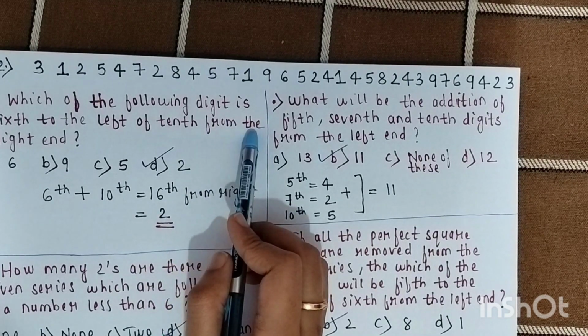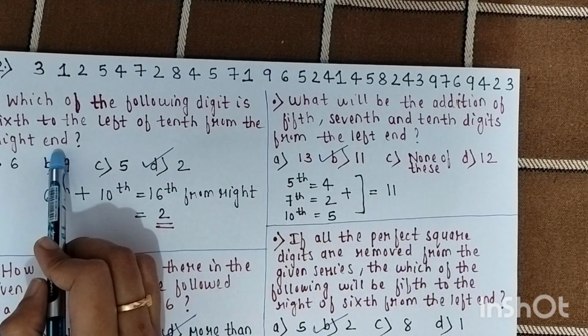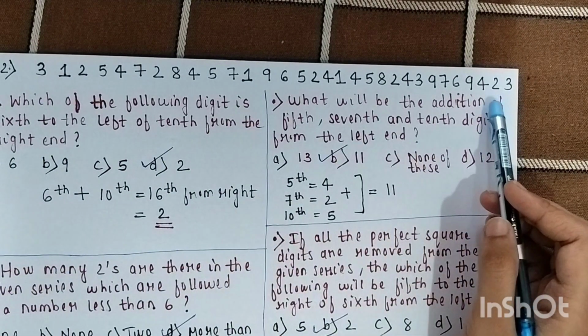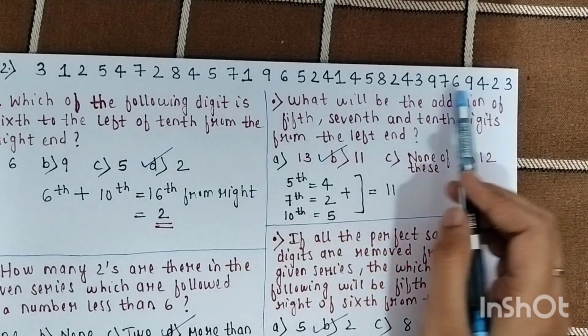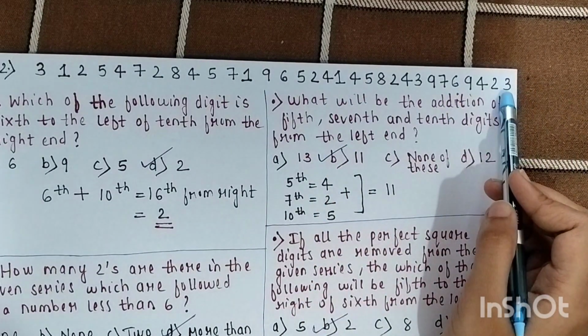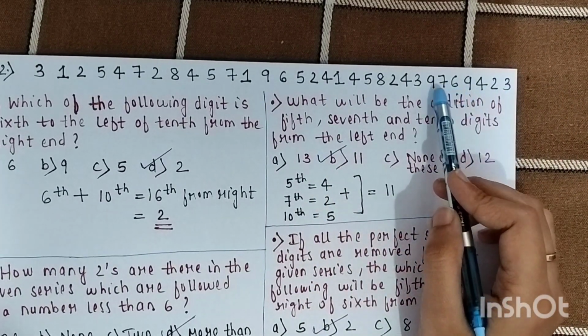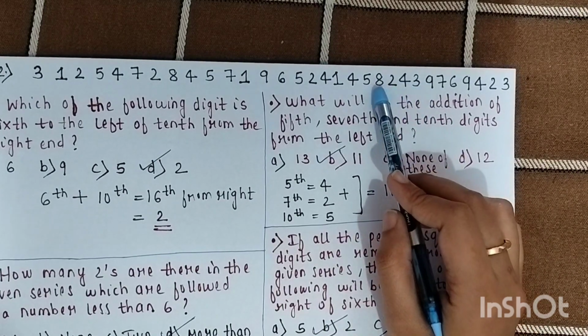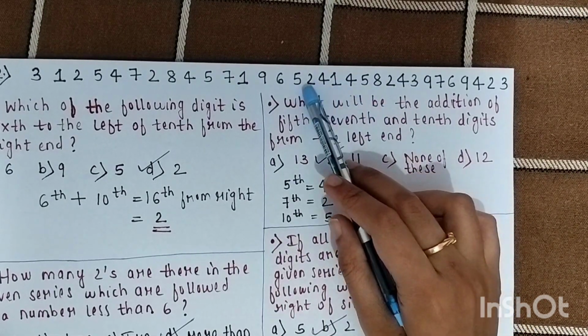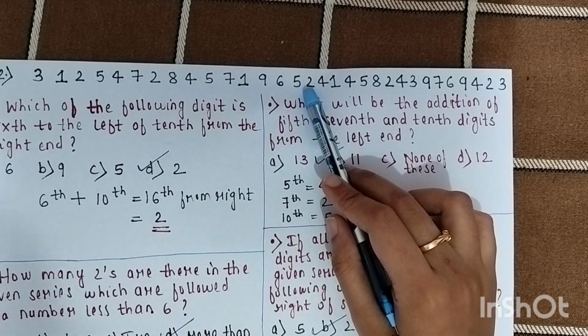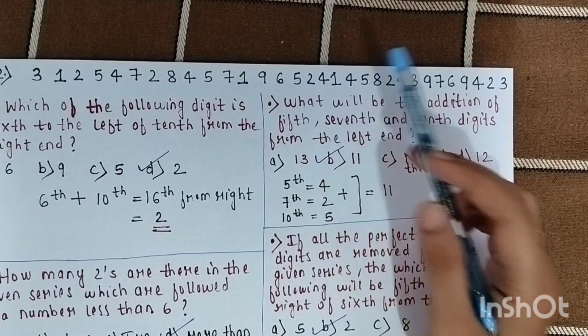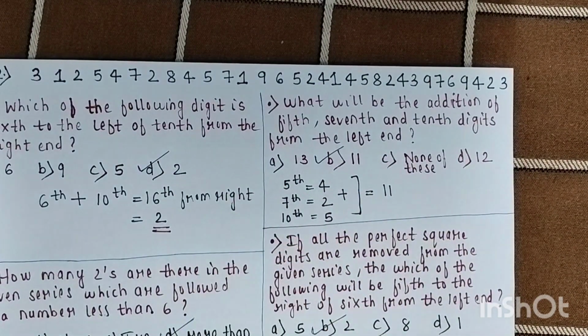From which end have they asked? From the right end, correct? So from the right end, which is 16th from the right? 1, 2, 3, 4, 5, 6, 7, 9, 10, 11, 12, 13, 14, 15, 16. So 2 is the correct option. D is the correct option.